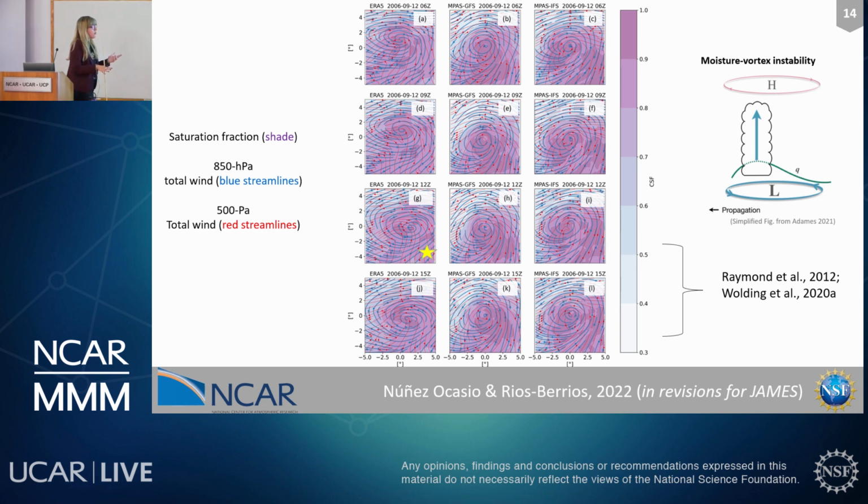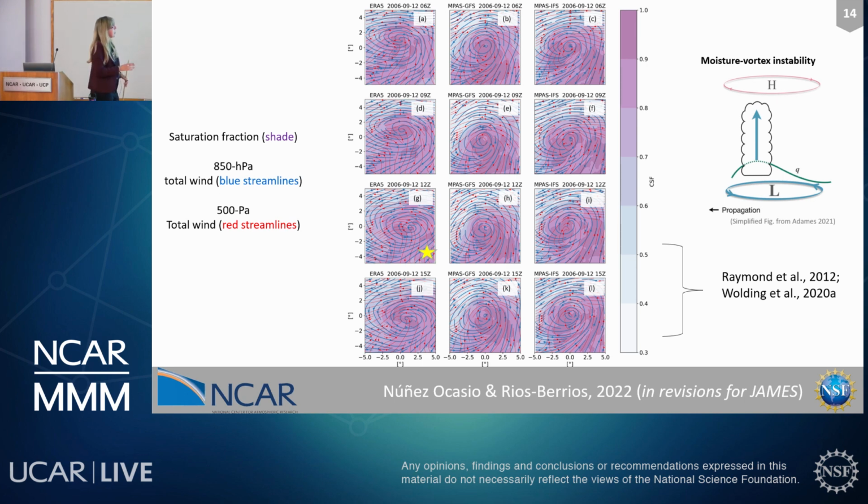It turns out that Raymond showed that when boundary layer moisture flux increases, it directly relates to the intensity of the low-level circulation. And so we believe we see this here as well. We see that the circulation in blue is intense hours prior to the observed tropical cyclogenesis. This was true in ERA5 and definitely true in the simulation for both MPAS GFS and MPAS IFS.